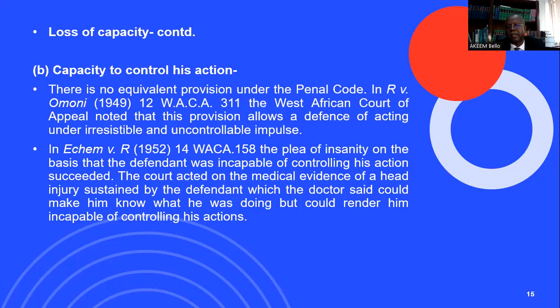So here, there was medical evidence to support his claim, because it's very easy for a defendant to say, yes, I was hearing a voice, or I was suffering from a condition that I could not resist. The evaluation of that will entirely be up to the evidence he gives, and the court may be a little bit suspicious of relying only on the testimony of the defendant. But in this particular case, there was medical evidence which supported the claim that the defendant was incapable of controlling his action. The doctor gave evidence that the kind of head injury he sustained was such that although he could know that what he was doing was wrong, he was incapable of controlling his action.